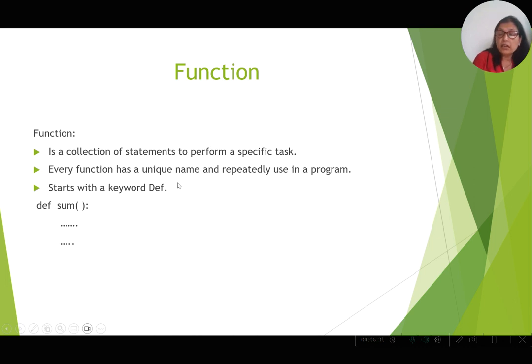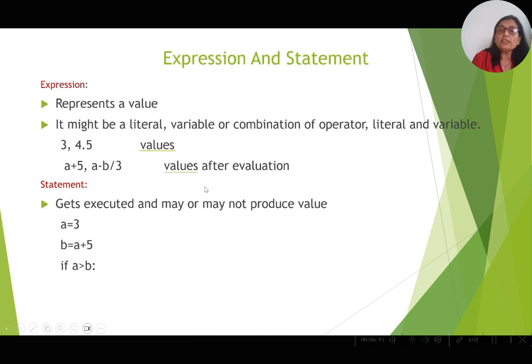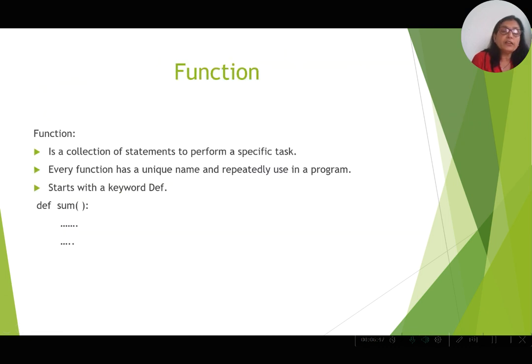In the previous program, let me show you again, the name of the function out here is try. Every function should have a name. So try is a function name, or you can say it is an identifier. It is a unique name and repeatedly used in a program. Repeatedly we can call that function.